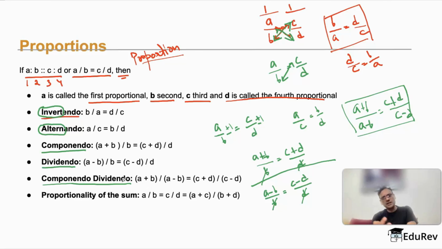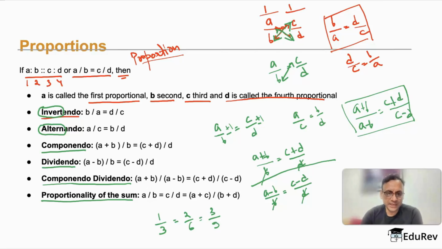So these are all properties of a proportion where A is to B is equal to C is to D. One last property is proportionality of the sum. Let me explain this by taking an example. Let's say 1 by 3 is equal to 2 by 6, which is equal to 3 by 9. I'm taking more than 2, I'm taking 3. What proportionality of the sum says is that if you have a proportion like this, the sum of the numerators upon the sum of the denominators will also be part of the same proportion.